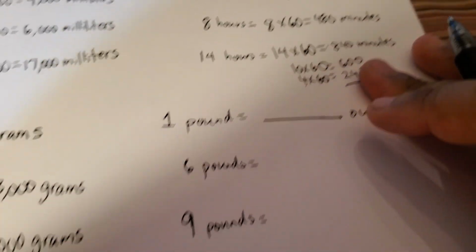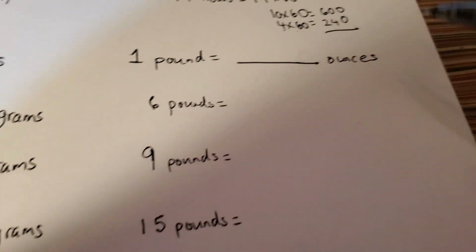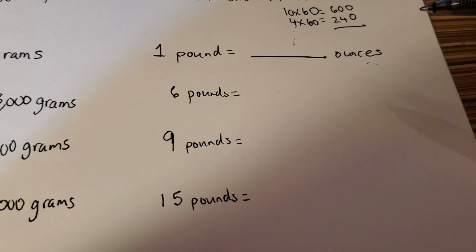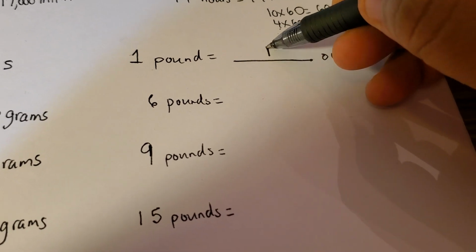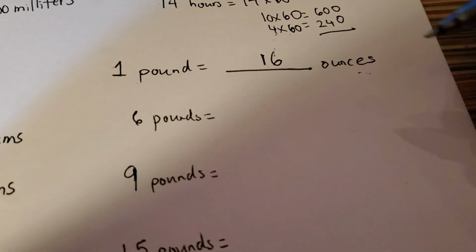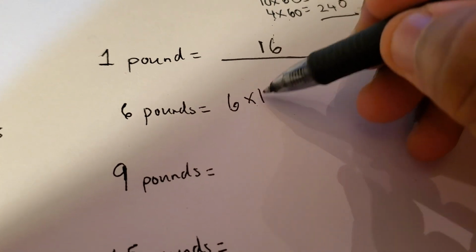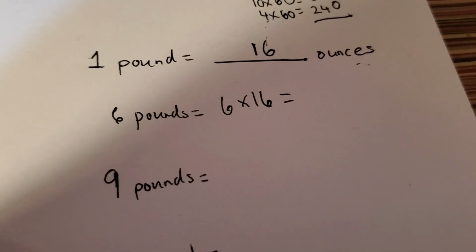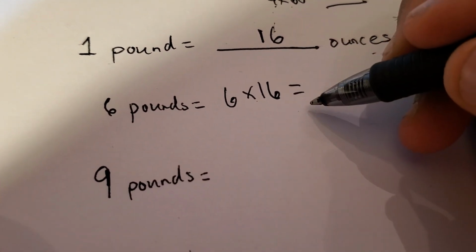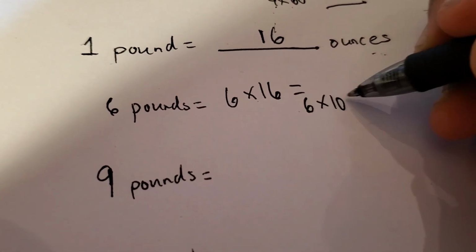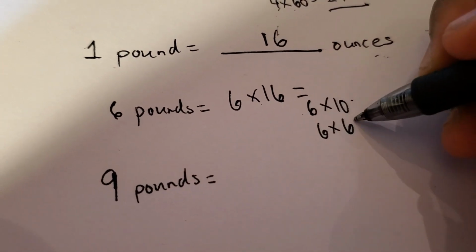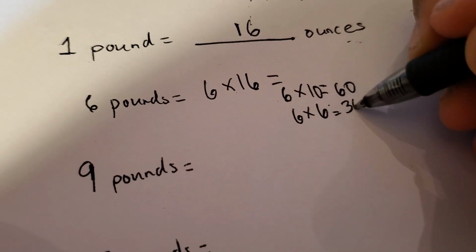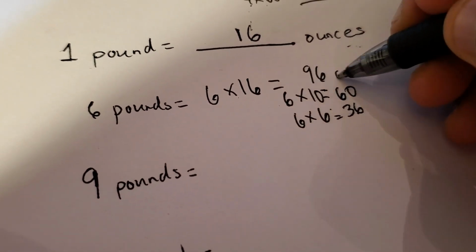All right, last one. Now this one's a little trickier because a pound isn't a friendly number here to ounces. It's 16 ounces. So 6 pounds would be 6 times 16. But you can use an array. You could split it up. So if I were to do that, I could do 6 times 10 and 6 times 6. Well, 6 times 10 is 60, and 6 times 6 is 36. So that'll be 96 ounces.